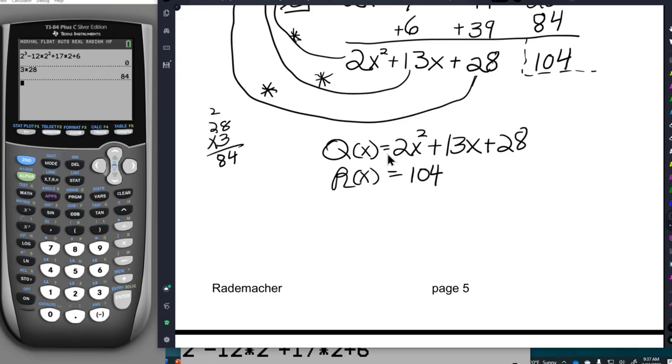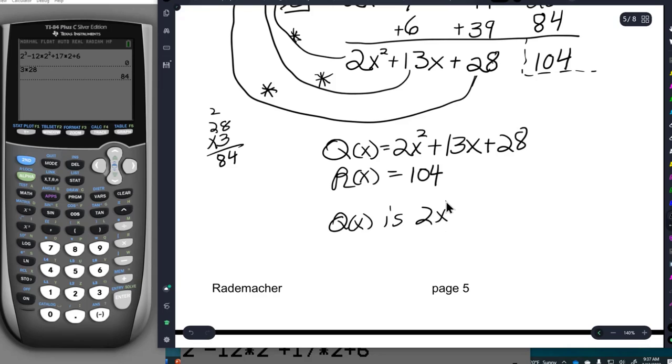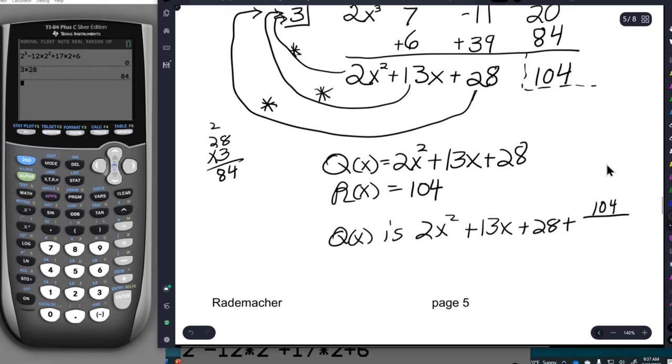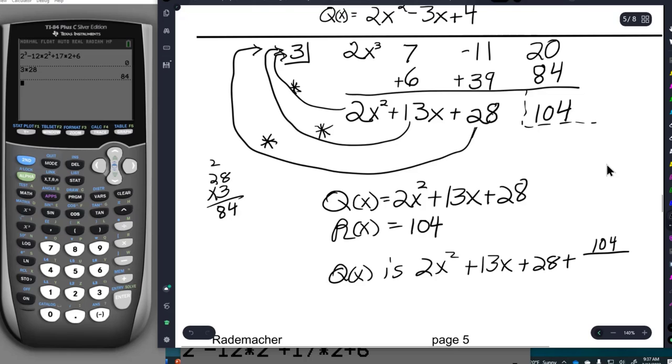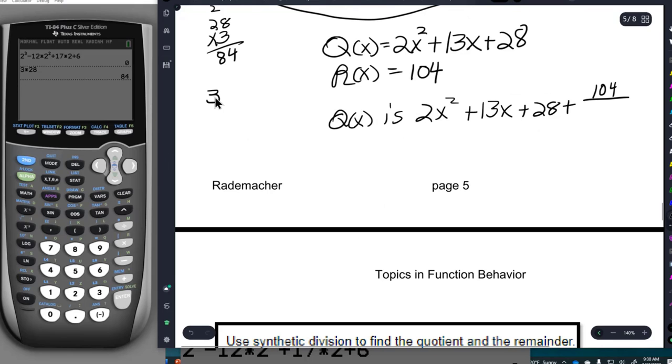Now, many of you have done this before, and you know that another way of writing this is that Q of x, the quotient, is 2x squared plus 13x plus 28 plus 104 over what exactly? Over the factor that 3 is a part of. So we haven't really gotten that far yet, but if 3 is a number, then the factor you would make from that is x minus 3. So this would be over x minus 3.